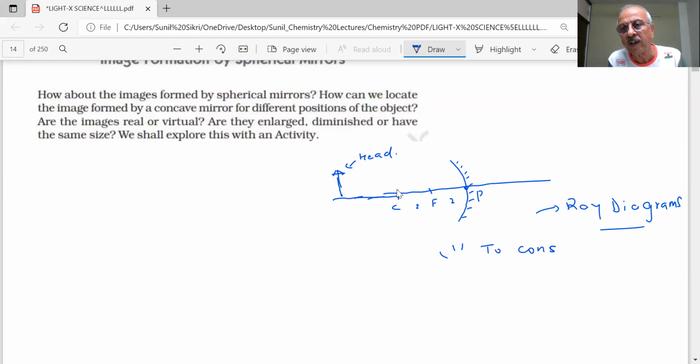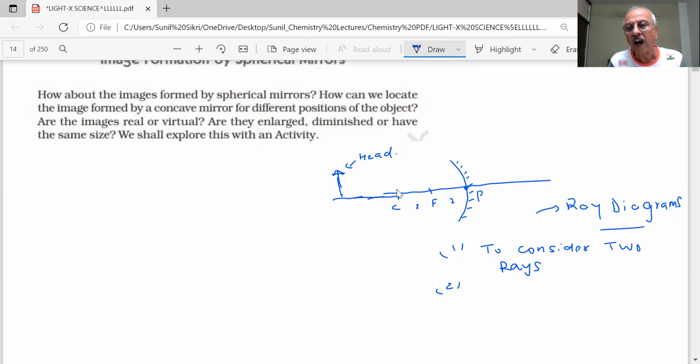2 rays. And the point of intersection of the rays will be the point where the image will be formed. How many rays will I use for drawing the ray diagrams? 2 rays. I will not take a large number of rays. That will make our story easy and simple. The intersection of at least 2 reflected rays gives the position of the image. Note down, these points are important.